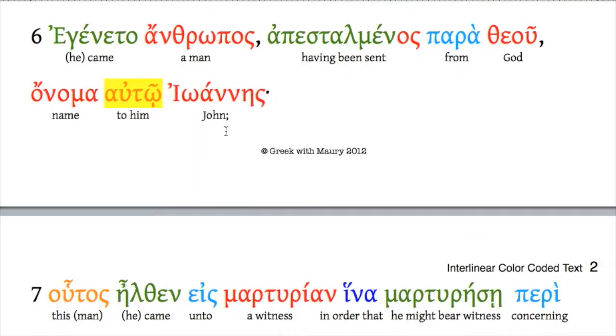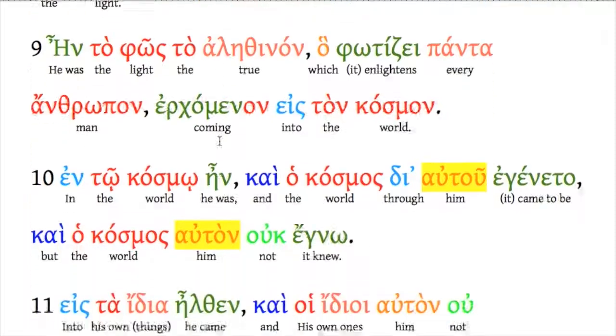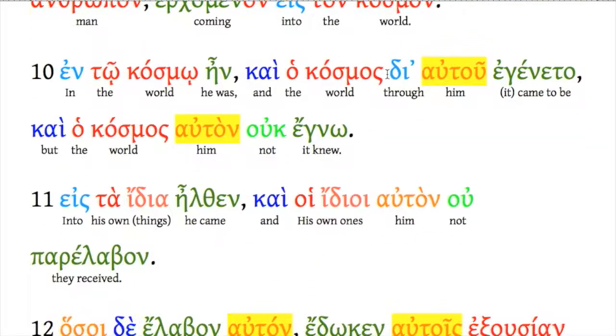Well, let's look at this next one. This man's name was named to him John. Onoma auto Ioannes. Named to him John. You can kind of figure that one out. It's not very English, but we understand it. Here we have dia with the genitive again.